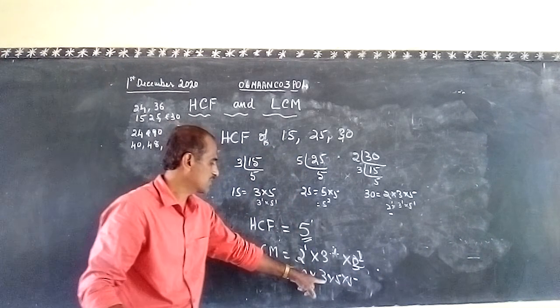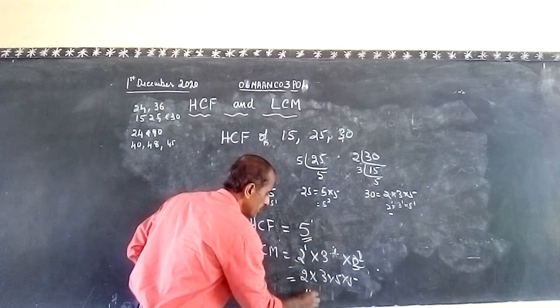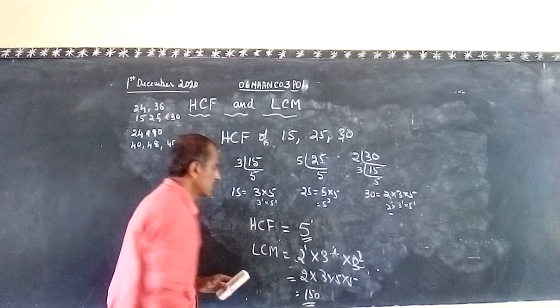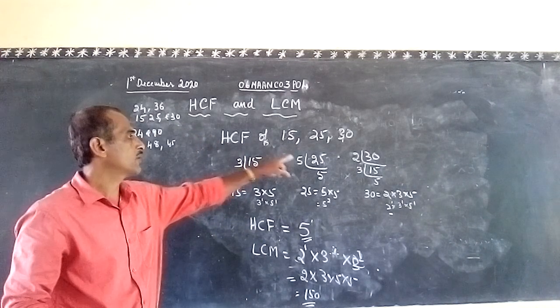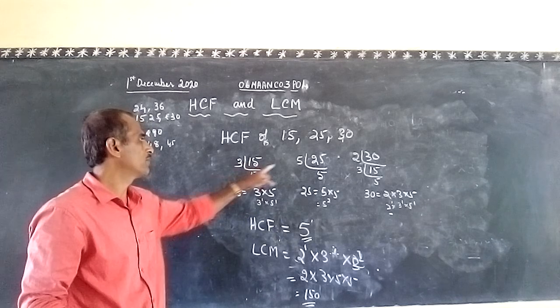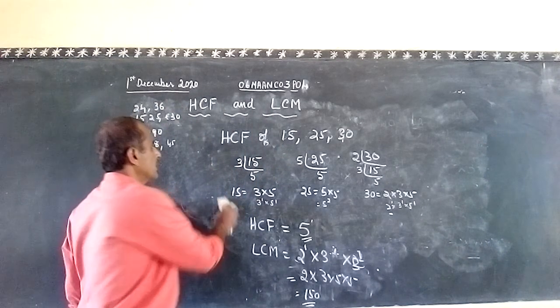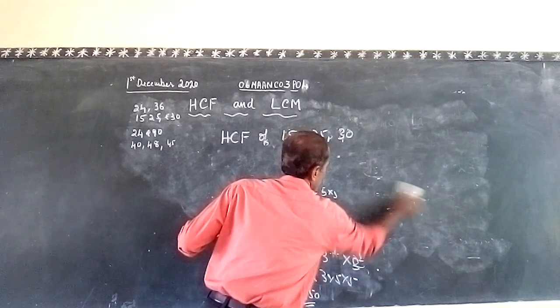2 3s are 6, 6 5s are 30, 30 5s are 150. 150 is the LCM of 15, 25 and 30. And 5 is the HCF of 15, 25 and 30. So HCF and LCM we will find like this. Let us take another example.